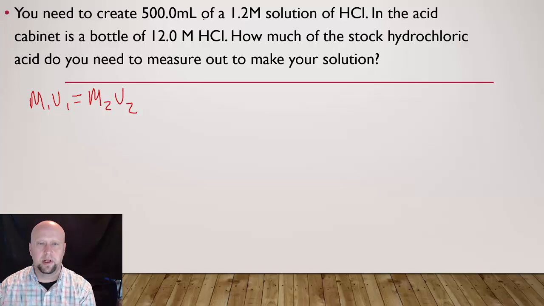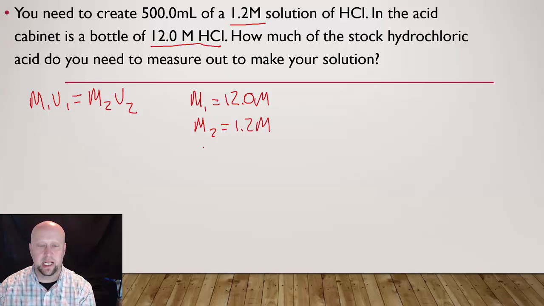And then I'm just going to go back up into the original here and sort of note which of the variables each of these things are. And then I can come back in and plug them in. Or you could write them all out individually. And I think that also is a pretty good way to go. So my stock concentration is 12 molar. My final concentration that I'm looking for, that I'm solving for, so M2 is 1.2 molar.